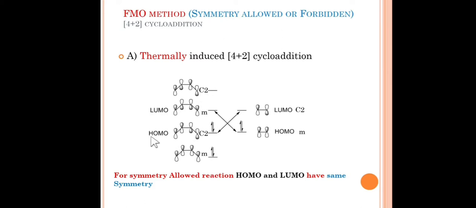So which one is HOMO? Psi2 is HOMO and this is a LUMO. Similarly for the dienophile, let's write down psi1 and psi2. So psi1 and psi2 have M symmetry and C2 symmetry respectively. So this is a HOMO for dienophile and this is a LUMO for dienophile. Similarly for diene, this is a HOMO and this is a LUMO.